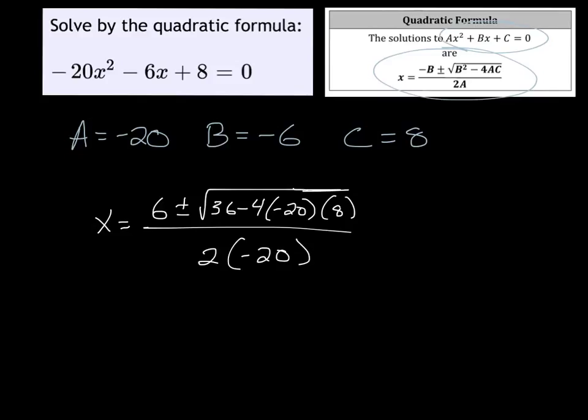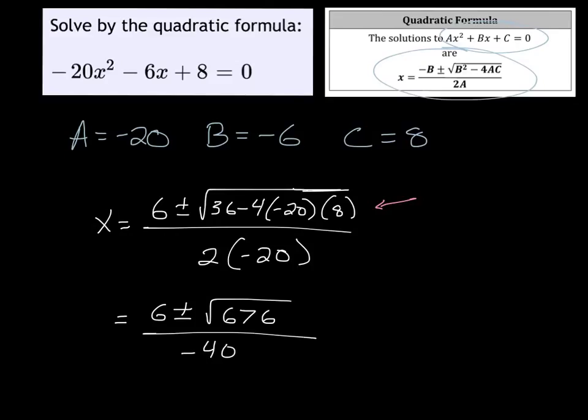And that's all over 2 times a, or 2 times negative 20. Now the real work is simply cleaning things up and getting our solutions. Let's deal with the stuff under the square root first. So we have 6 plus or minus. When I evaluate this expression, by the way, this is called the discriminant, the number that appears underneath here. This is 676. It's called the discriminant just because it determines the types of solutions that we'll end up getting.